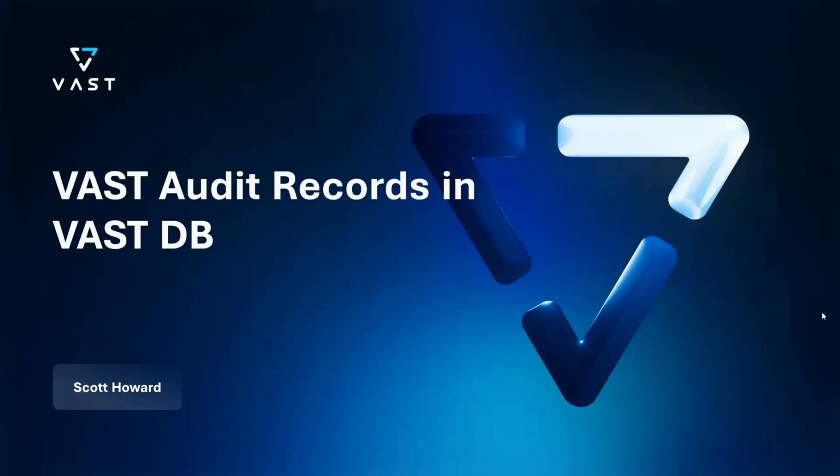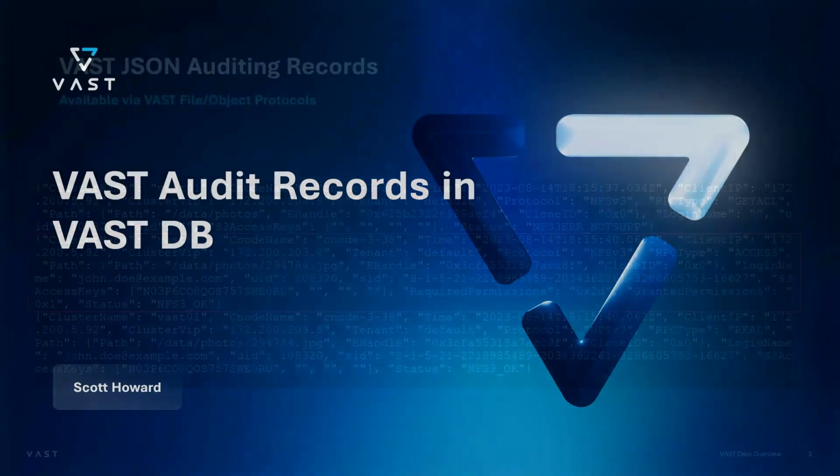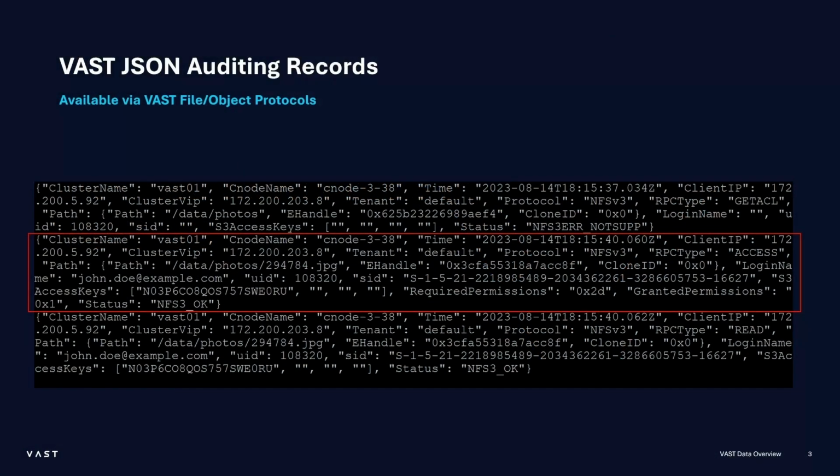So Vast has had the ability to generate audit records for quite some time, but historically these were always stored in the file system in a JSON format. This is very useful if you're wanting to load these into an external tool, such as Elastic or Splunk, but not so useful if you wanted to query them directly. You do need that external tool to be able to access that data.